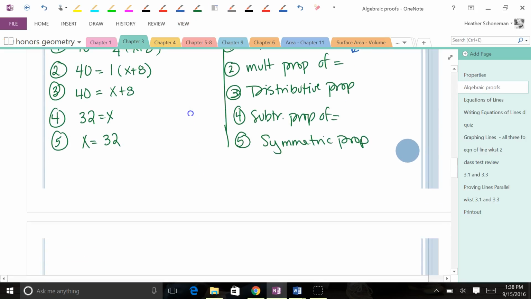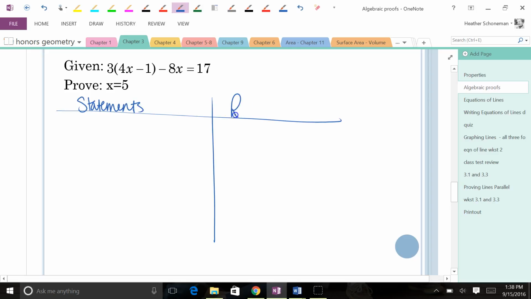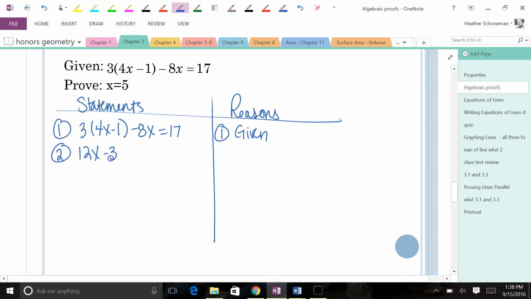All right, next example. Example 3. All right, so we have our statements and our reasons. Statement 1 is our given. Reason is given. 2. I think everyone can see that next we're going to distribute. So I get 12x minus 3 minus 8x equals 17. So that's the distributive property.